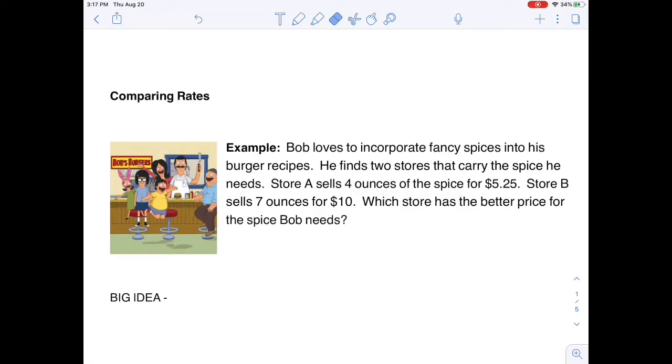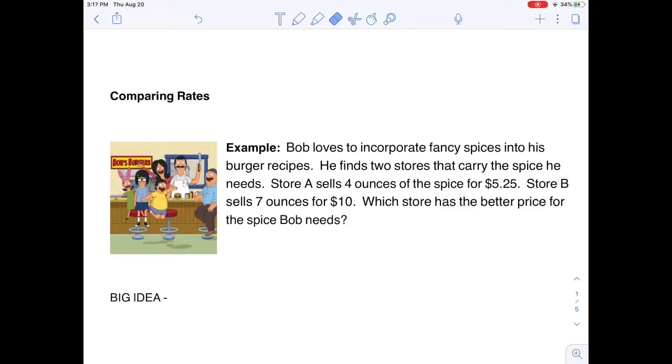Bob loves to incorporate fancy spices into his burger recipes. He finds two stores that carry the spice he needs. Store A sells 4 ounces of the spice for $5.25. Store B sells 7 ounces for $10. Which store has the better price for the spice Bob needs?